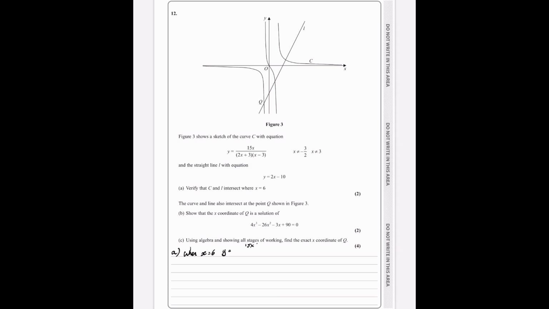But to verify something, we can take our value x equals 6 and we can just plug it into both equations. So plugging it into the first equation, 15 times 6 over 2 times 6 plus 3 times 6 minus 3. That comes out as 2. And then when you substitute 6 into y equals 2x minus 10, you get 2 times 6 minus 10, 12 minus 10, which is also 2. And because both of those are 2, we know that these two lines will meet at (6, 2). They meet when x equals 6.